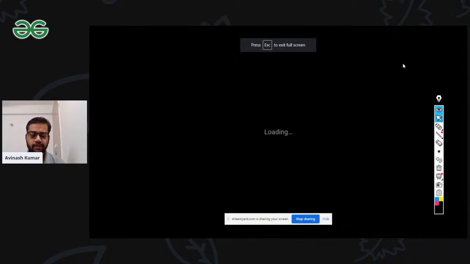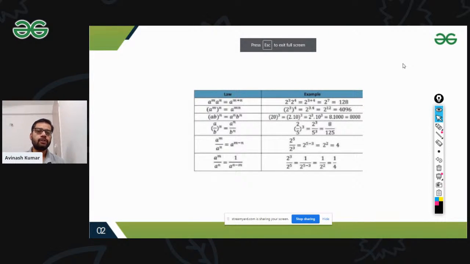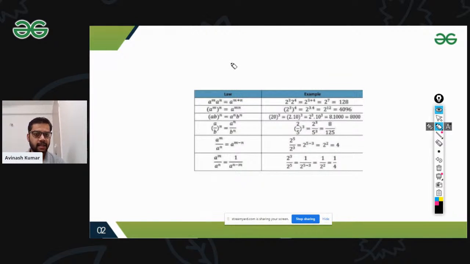The first thing I'm going to discuss is the basic formulas of power and indices, and after that I will go for the questions based on this. So the first is formula number one.